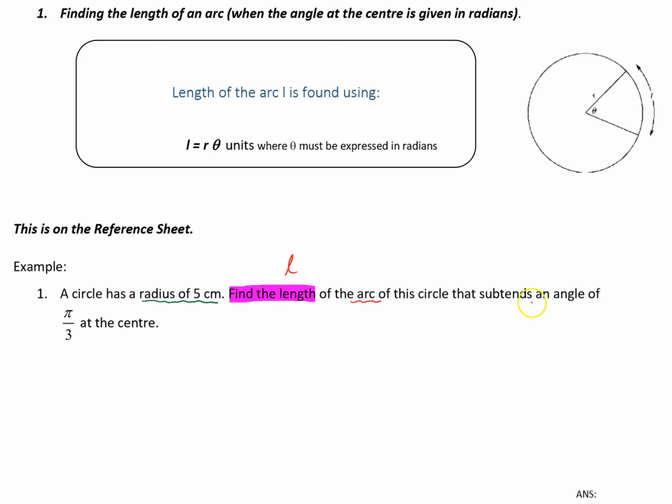that subtends. Now subtends just means is created by, is supported by an angle of pi on 3 at the centre. So that we know is going to become our theta. So like I said, in our solution we should always begin by identifying what we have been given in the question. Circle radius 5. R is equal to 5 centimetres.